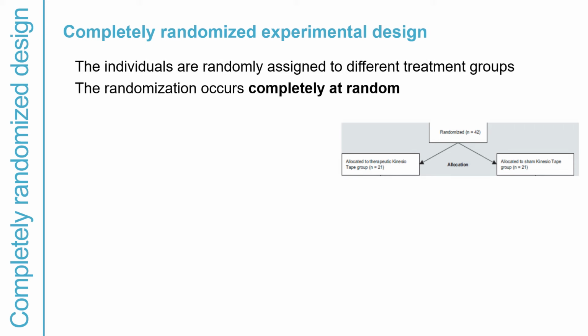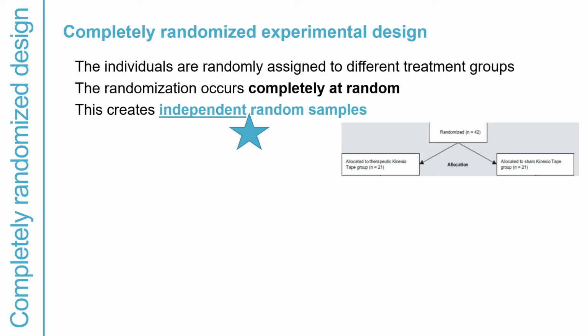So we're going to describe a few common types of experimental designs. The first is the simplest and most common design. It's called the completely randomized design. And it gets its name from the fact that the individuals in the experiment are assigned to the different conditions completely at random. In the process, we end up with groups of individuals receiving different treatments that are independent random samples. That means that the individuals in those samples are completely unrelated.